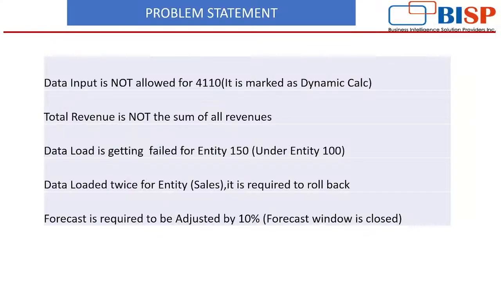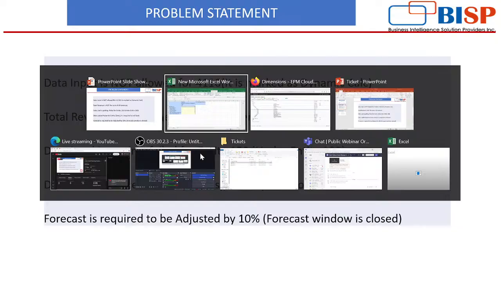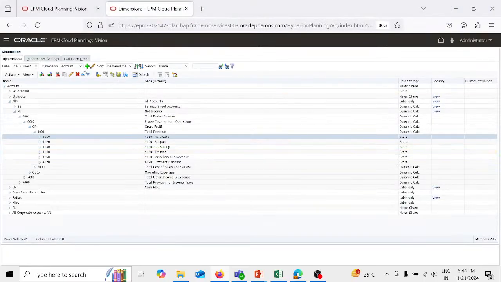Moving ahead, the third ticket is saying total load is getting failed for entity 150. So there is one entity which is 150, and this entity is a descendant, a child of entity 100, and data load is getting failed for this. So let's go to the application first and check for this entity.